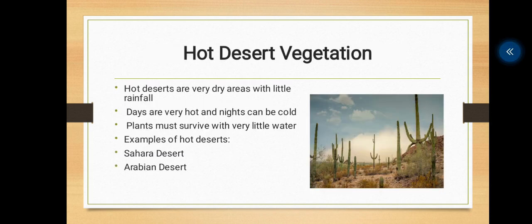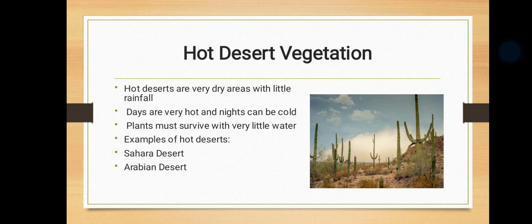Next, we will discuss about our fourth type of vegetation, which is hot desert vegetation. So, hot deserts are very dry areas with very little rainfall. The days are usually extremely hot, while nights can sometimes be quite cold. Plants living in the deserts must adapt to survive with very little water, and common examples of hot deserts include Sahara Desert and the Arabian Desert.